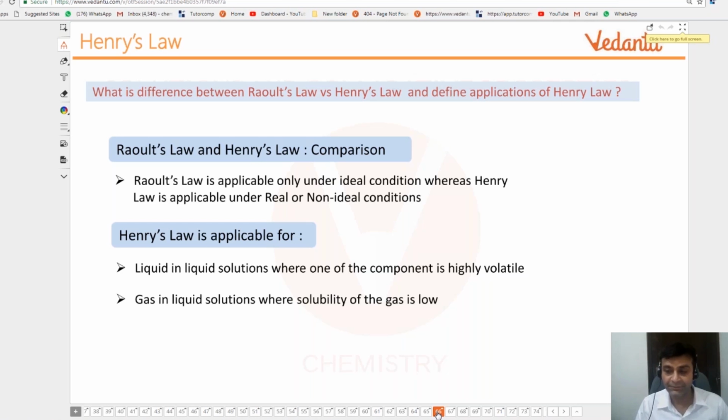Okay, fine. So Raoult's law is applicable only under ideal conditions, while Henry's law is applicable under real or non-ideal conditions, right? And Henry's law is applicable for liquid and liquid solutions in which one component is highly volatile, and for gas in liquid solution where the solubility of the gas is very, very low. Let me know if you find any problem in this page. It's a very, very simple thing that has been shown over here.